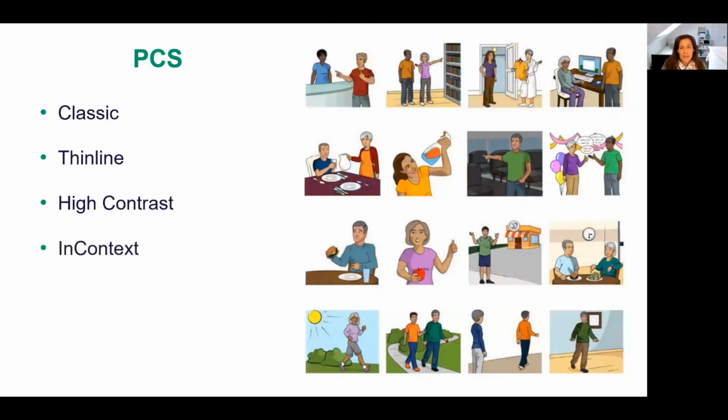Lastly, we have our in-context symbols, symbols that are very contextually rich, that can be used as a single meaning icon or as a visual scene. They were originally developed to support adults who've had a stroke or brain injury, but they can really be used by a wide range of learners who will be supported by contextually rich images.